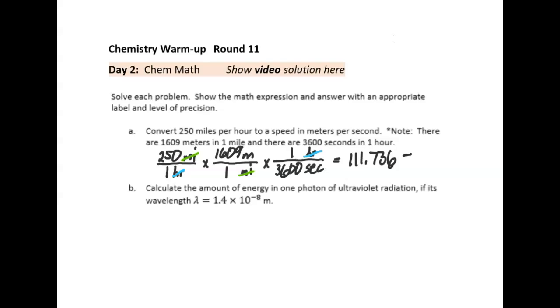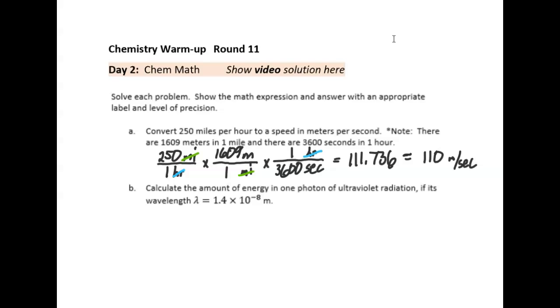Let's think about rounding. The first number in the calculation, 250, has 2 significant figures. The second measurement has 4 significant figures, and the last measurement has an unlimited number of significant figures because by definition there are 3,600 seconds in 1 hour. The measurement with the least number of significant figures had 2, and so our final answer needs to have 2 significant figures. Let's round this to 110. The label is meters per second.